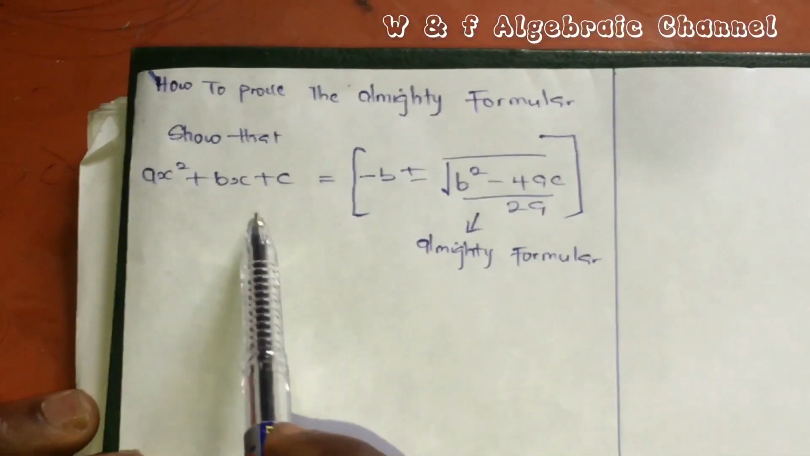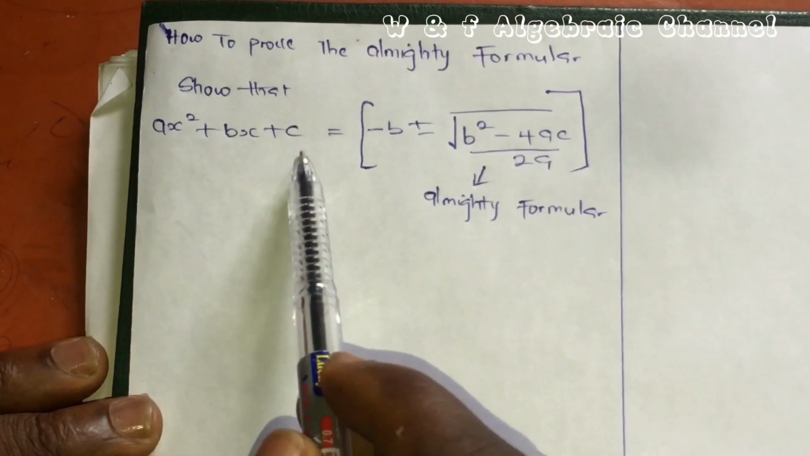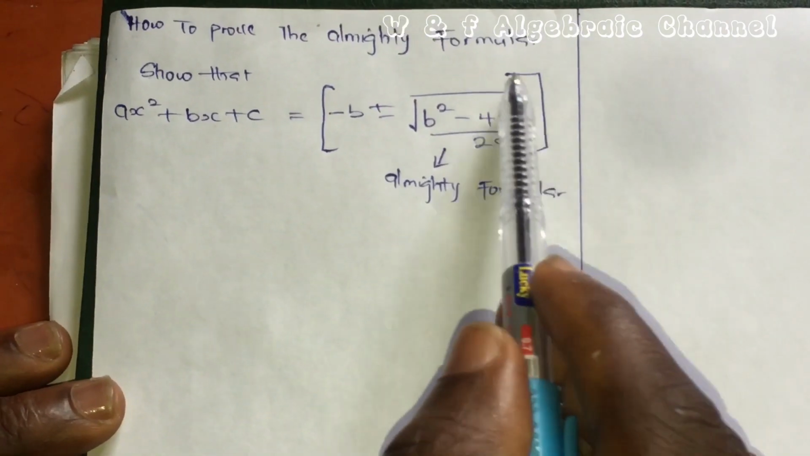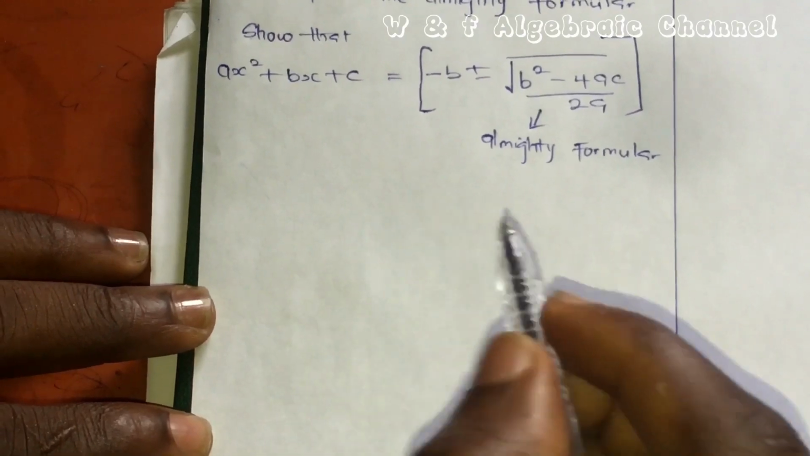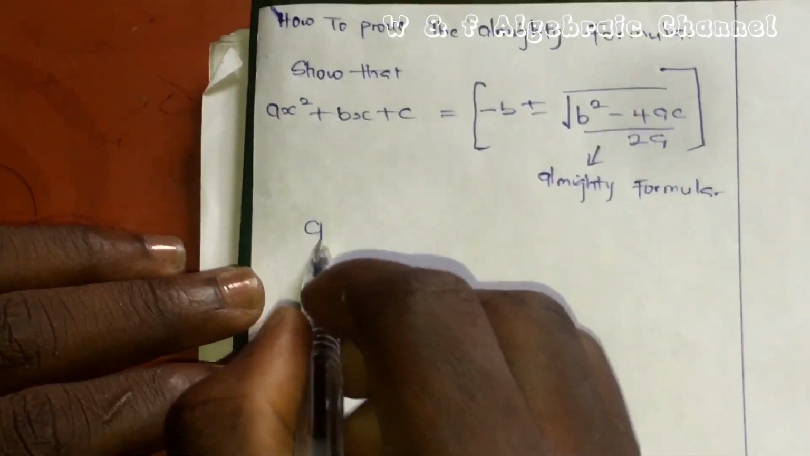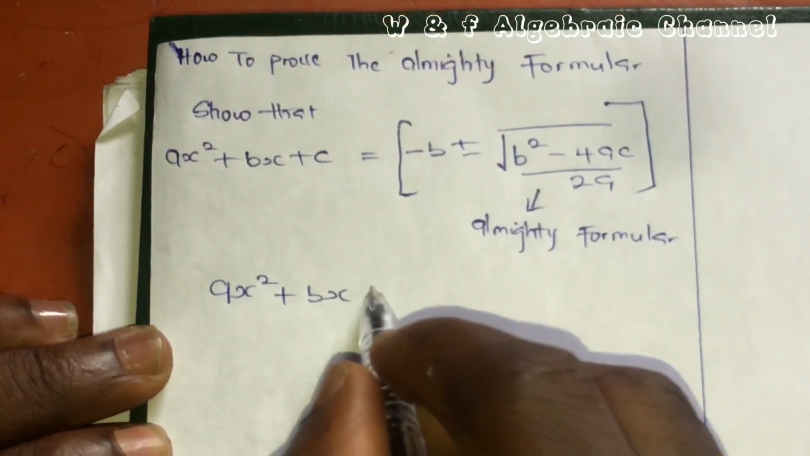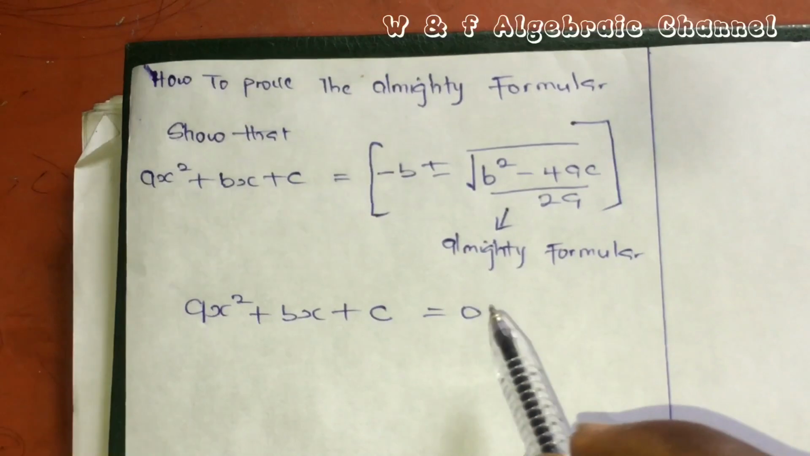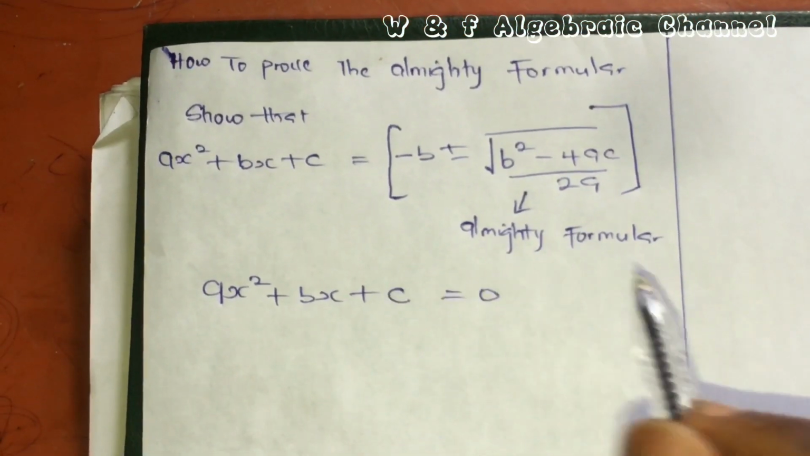This is our normal quadratic form, but now we are going to use it to get our almighty formula. So this is the almighty formula we are trying to prove. Just stay tuned with me so that I will take you through the process. We have ax squared plus bx plus c equals 0. When it's equal to 0, this simply means that our quadratic form is an equation.